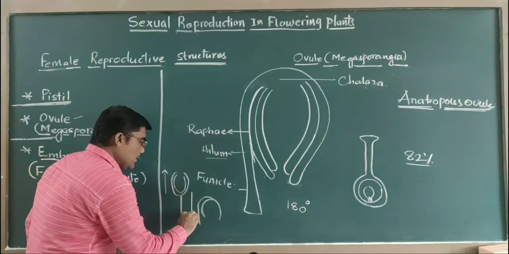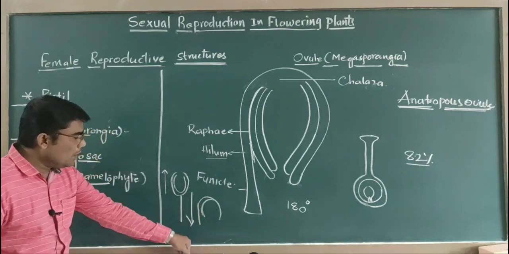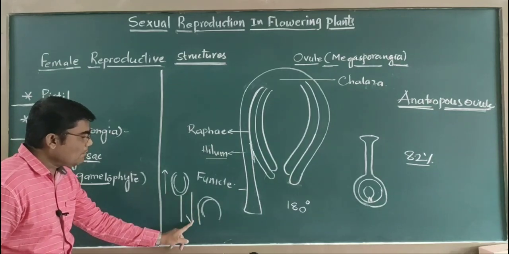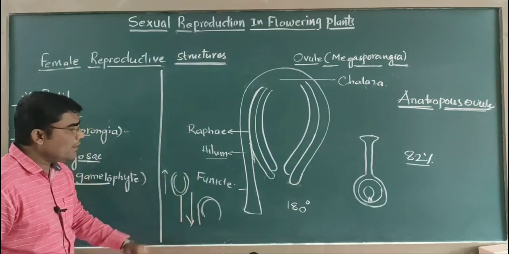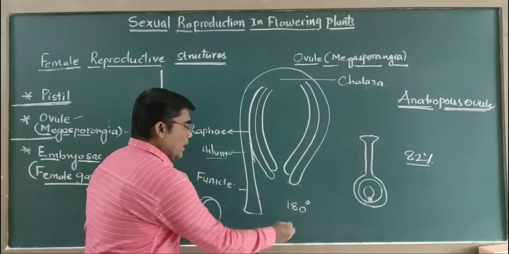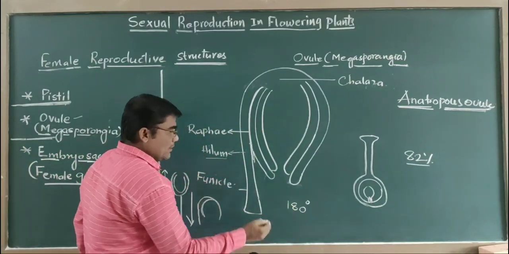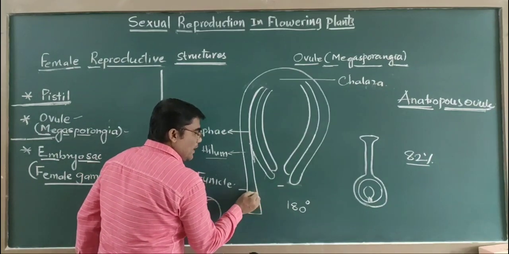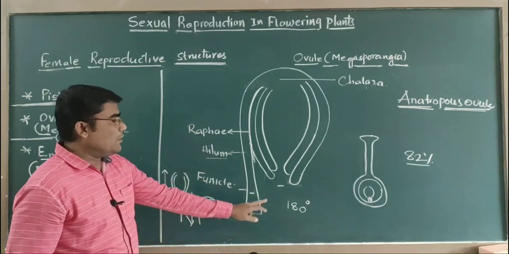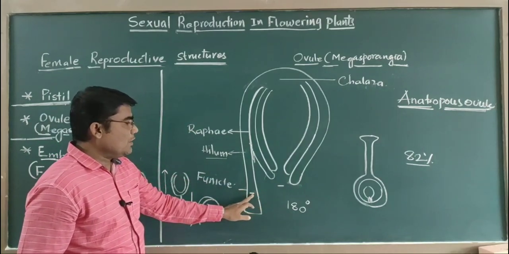But now this has become downward. When we compare this growth and this one, it is exactly opposite. That means 180 degree turn. The ovule which is bent downward 180 degree. Due to this, micropyle and the funicle are present near to each other.